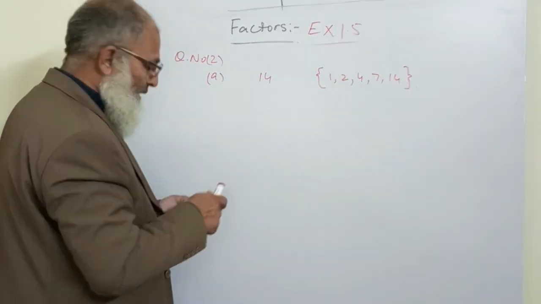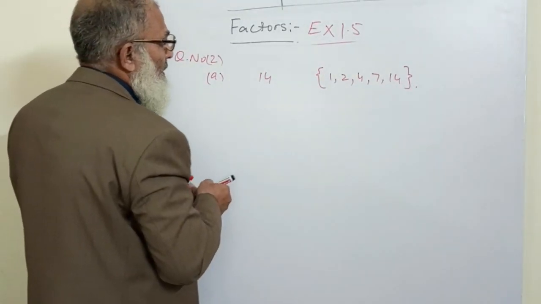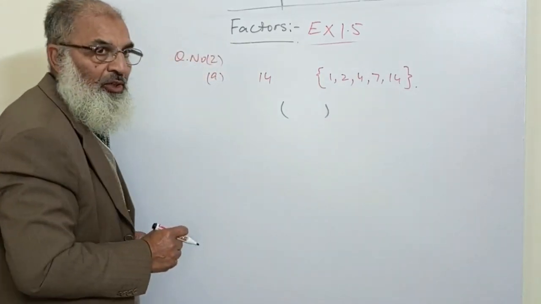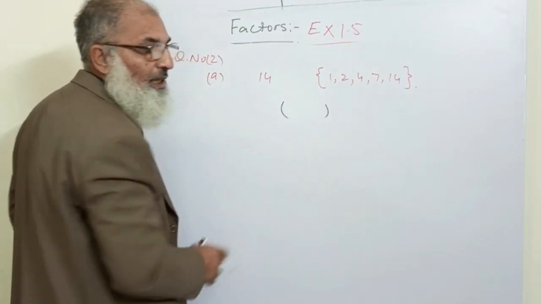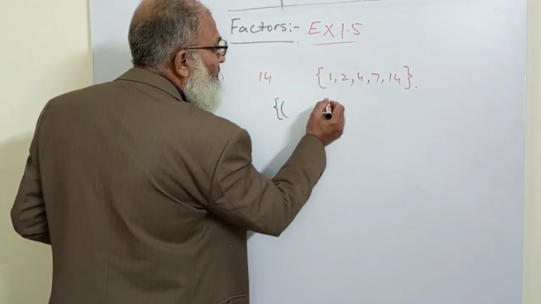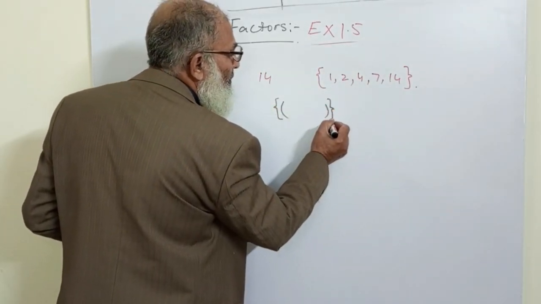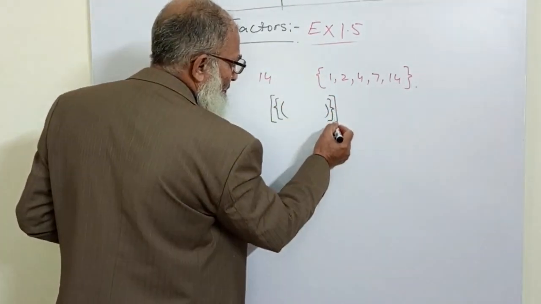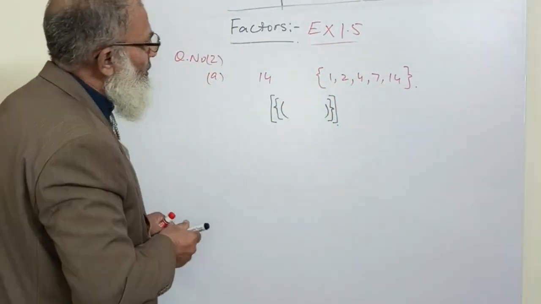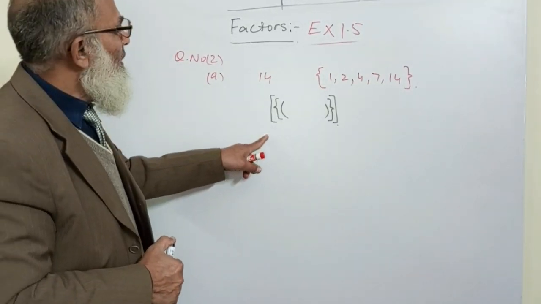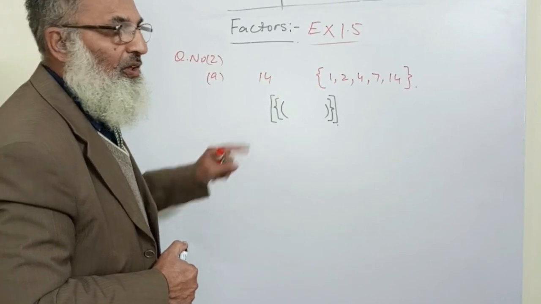There are three types of brackets. These are semi-round brackets, and these are called parentheses. These are flower brackets, and these are square brackets. You also see all these three on your keyboard, on the calculators, and on the PC.